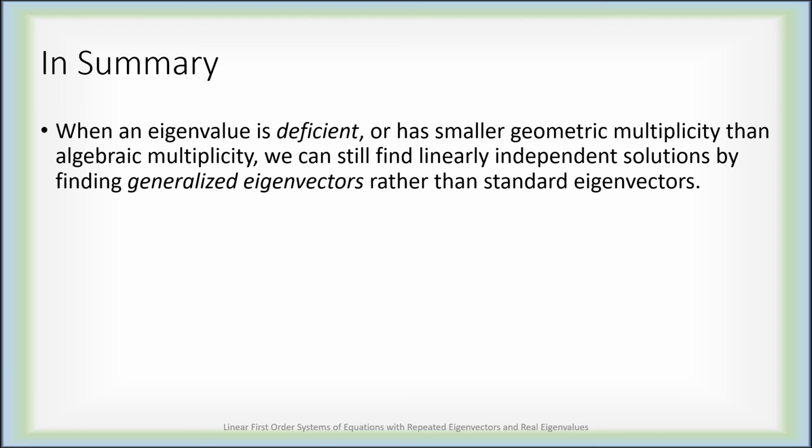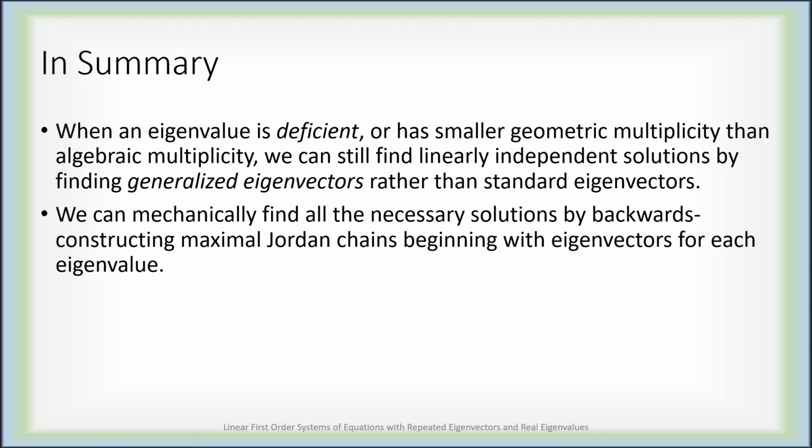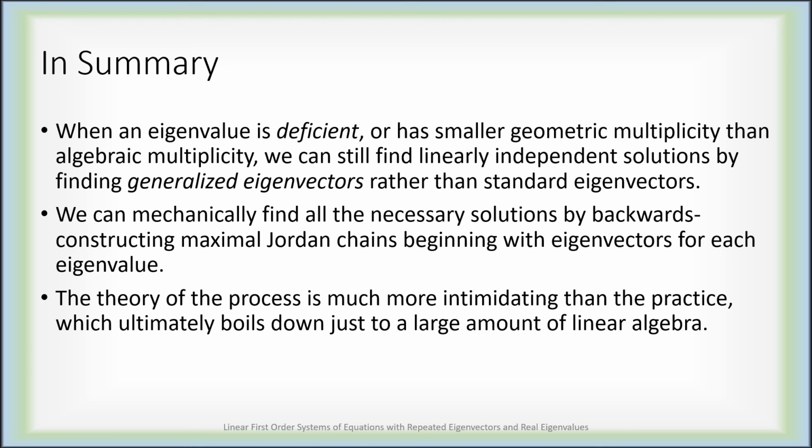All right, what have we done? When an eigenvalue is deficient, in other words, the geometric multiplicity is smaller than the algebraic multiplicity, we can still find linearly independent solutions to the differential equation in sufficient quantity by finding generalized eigenvectors rather than just standard eigenvectors. Mechanically, the way we find the necessary solutions is by backwards constructing maximal Jordan chains, beginning with eigenvectors for each eigenvalue. The theory of the process is really much more intimidating than it is in practice.